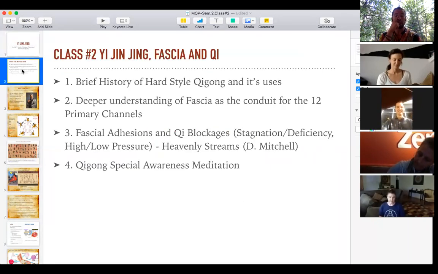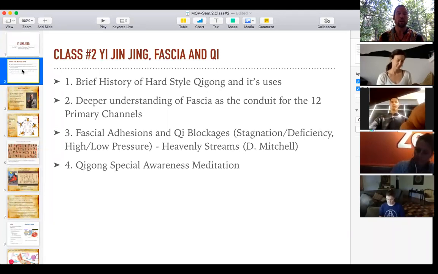So this class, going into the I Ching Jing, fascia, qi, a brief history, and what hard style Qigong is. A deeper understanding of the fascia. So we're going to geek out on some Western science. Really it's the conduit for the 12 primary channels. Diving into fascial adhesions and qi blockages, those being very similar in a sense, and what that kind of means and how to begin to find that in our own being, and then begin to find that inside of the people that we work with. And then we're going to do a special awareness meditation to kind of ground in all of the headiness that we're going to dive into right now.